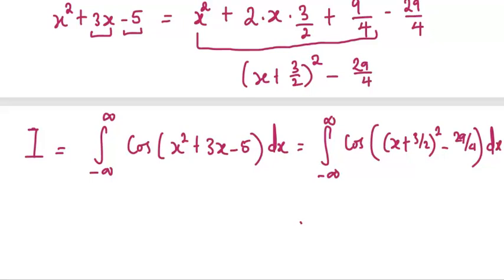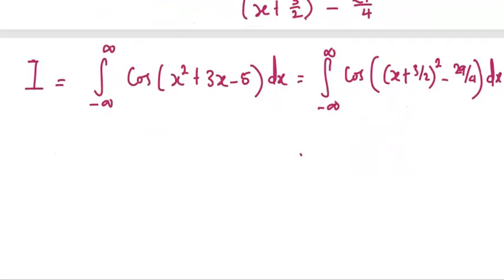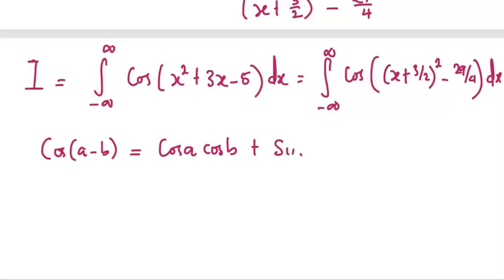Okay, now let us recall the angle difference formula of the cosine function. We have the cosine of a minus b is equal to the cosine of a multiplied by the cosine of b, then plus the sine of a multiplied by the sine of b. So we're going to apply this here. So our I is going to be equal to the integral from negative infinity to positive infinity, so this is going to be the cosine.